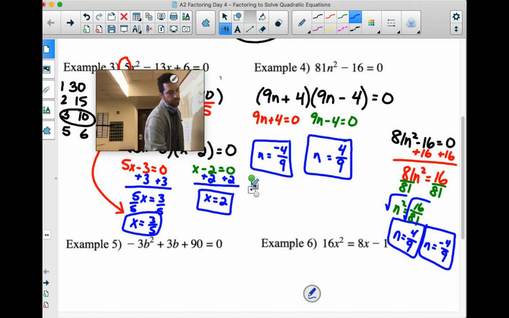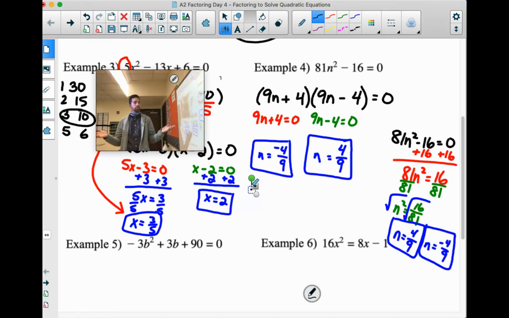Does it matter which way you do it? Nope, you still get the same thing.